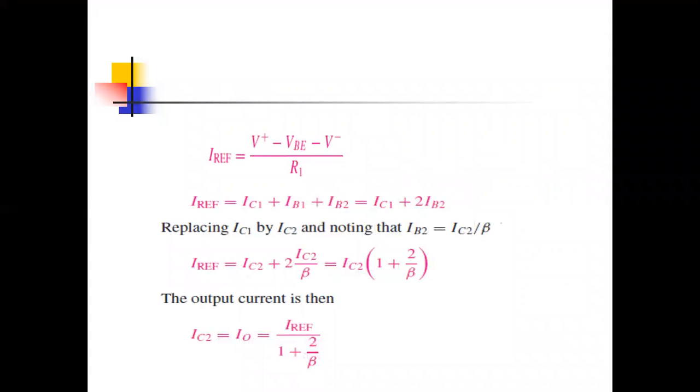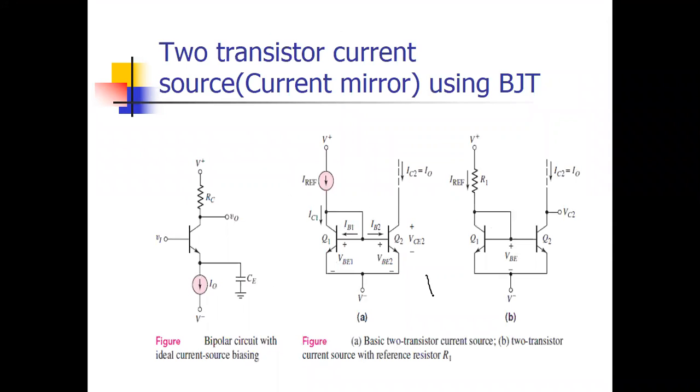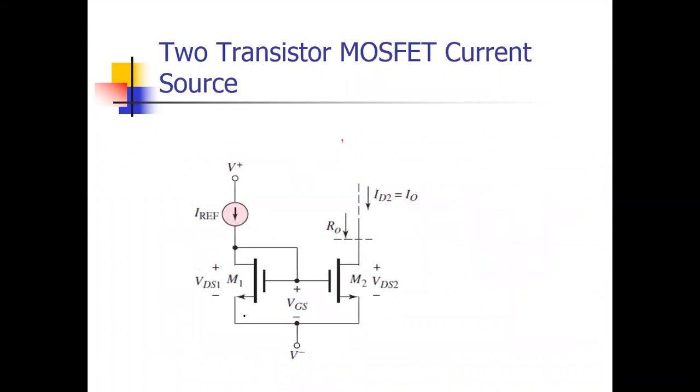So what we can say, this IC2 equals I naught ideally, but practically approximate because beta is almost high. So this was a concept using BJT. Now the next topic is the two transistor MOSFET current mirror. What is the difference between these two circuits? If you see, here BJT and here MOSFET.